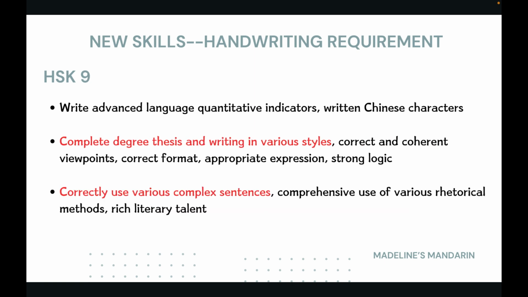HSK 9. Write Chinese characters required by advanced language quantitative indicators. Complete writing in various styles, with correct and coherent viewpoints, correct format, appropriate expression, strong logic. Correctly use various complex sentences, comprehensively use various rhetorical methods, with rich literary talent.